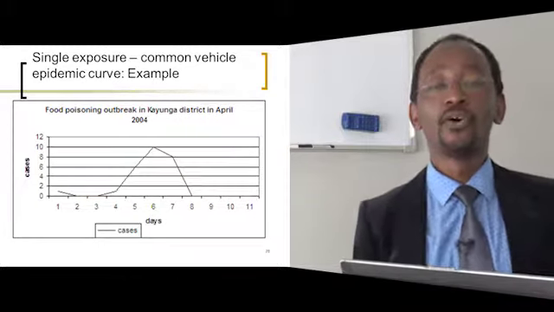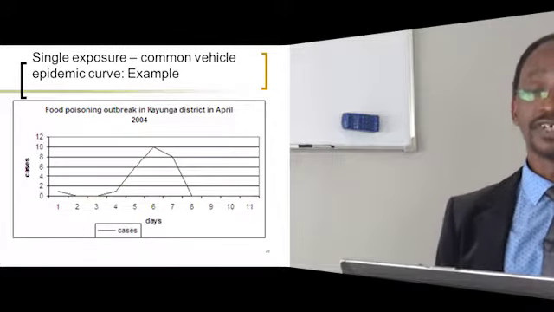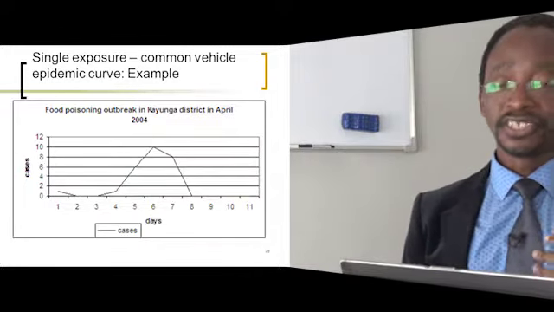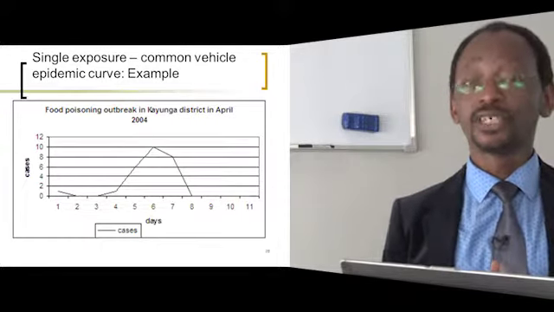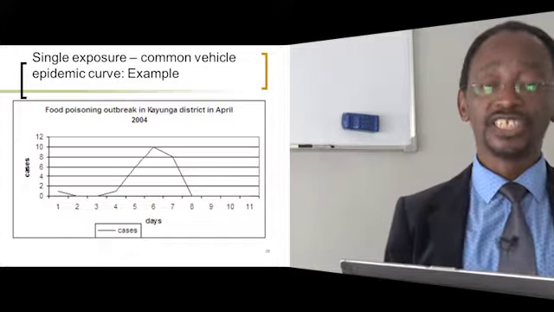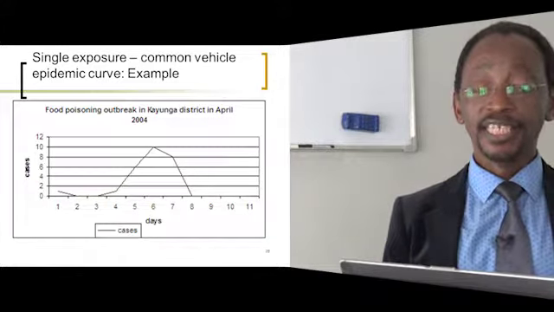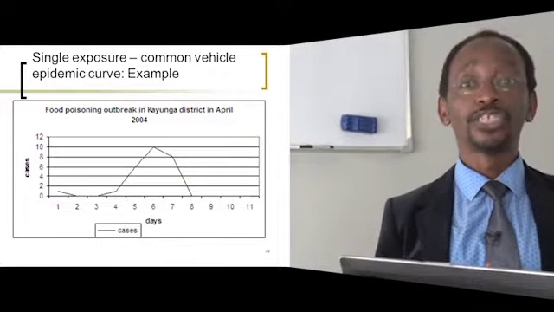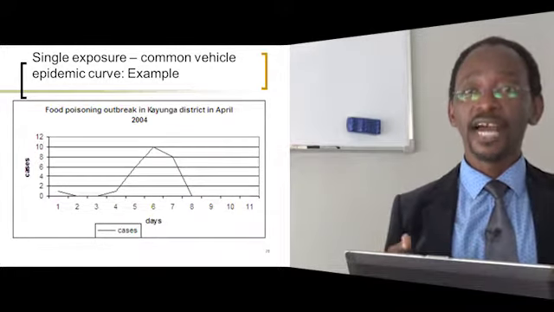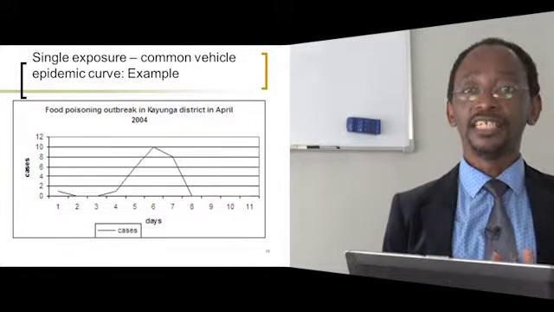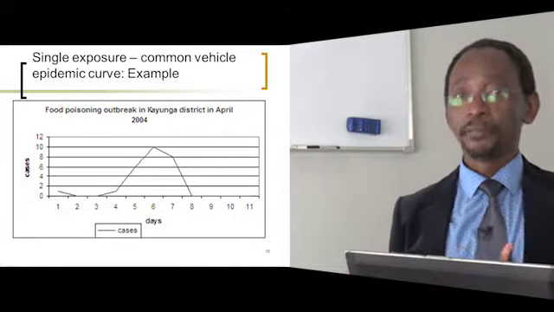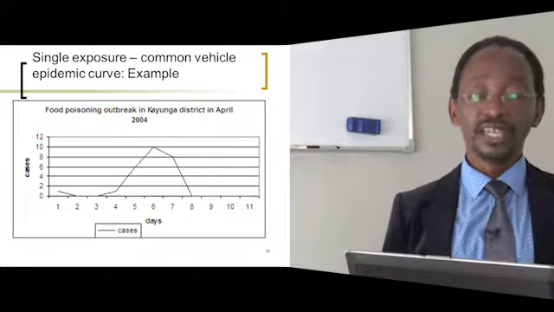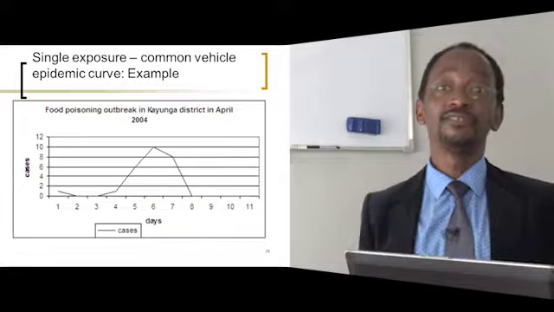This is an example of a point source epidemic curve from an outbreak that I was involved in investigating in 2004 in Kayunga district, which is in central Uganda. And initially, based on the symptoms that the people were getting, we thought it was cholera. They had diarrhea, they had a lot of vomiting, and they deteriorated very fast. And in a short period, they were dehydrated, and some of them died. So we went in to investigate, and we went through the outbreak investigation process.